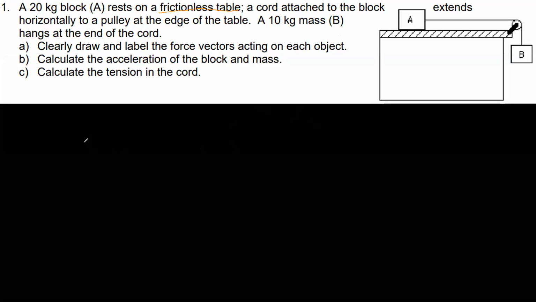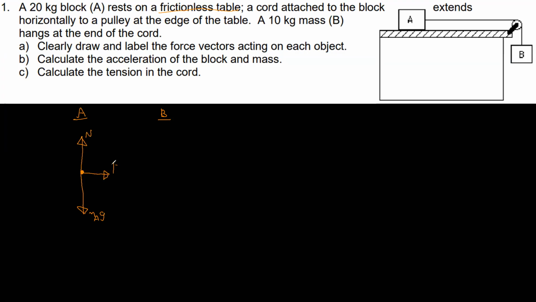Draw and label the force vectors acting on each object. So for object A, we'll do here. Then for object B, we'll do here. So A, there's going to be gravity. So we'll label that MAG, and it's going to have normal force, and it has a tension, and that's it, because there is no friction. And then for B, it's just gravity down. Call that MBG, and then there will be tension up. Now notice that I'm making tension smaller than gravity because B is going to accelerate downward. It should be falling, therefore there should be a net force down.